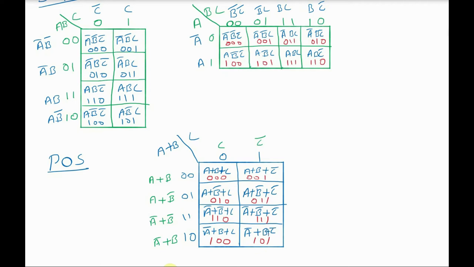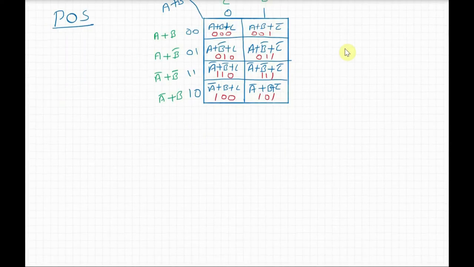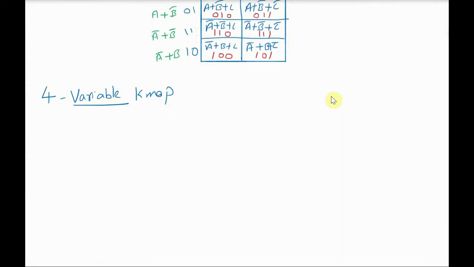And this is all about the three variable K-map in SOP and POS. And now we will see the four variable K-map. In a four variable K-map, how many combinations do we have? 2 raised to 4, 16 combinations. That means from 0, 0, 0, 0 to 1, 1, 1, 1, 0 to 15. That is 16 combinations. Therefore, we need 16 cells.